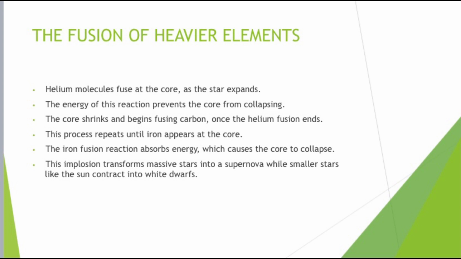The fusion of heavier elements. This is the 6th stage. Helium molecules fuse at the core as the star expands. The energy of this reaction prevents the core from collapsing. The core shrinks and begins fusing carbon once the helium fusion ends. This process repeats until iron appears at the core. The iron fusion reaction absorbs energy, which causes the core to collapse. This implosion transforms massive stars into a supernova, while smaller stars like the Sun contract into white dwarfs.